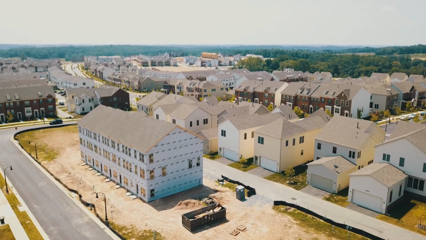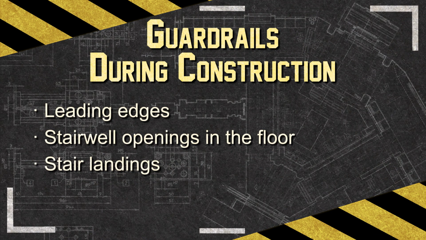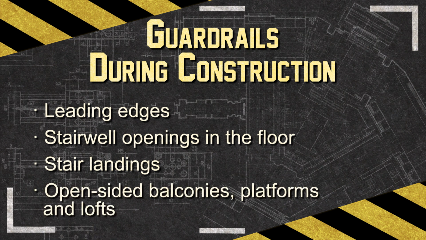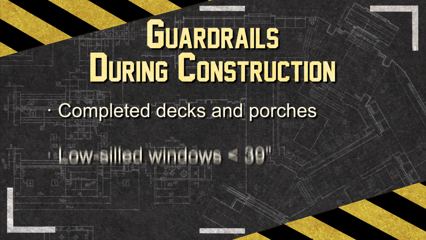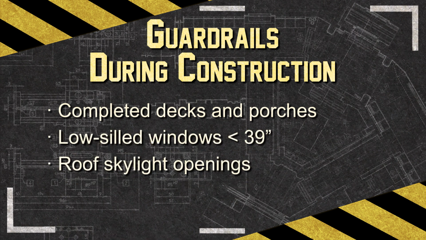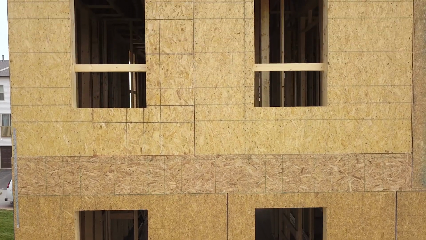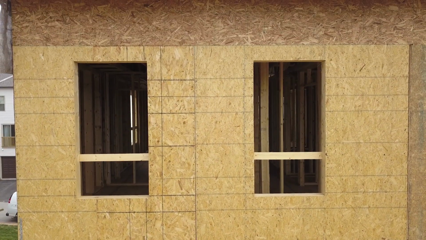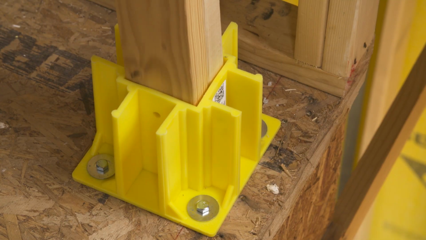Here are some examples of where guardrails are needed during construction. Leading edges, stairwell openings in the floor and stair landings, open-sided balconies, platforms, and lofts, completed decks and porches, low-silled windows less than 39 inches, roof skylight openings, and ramps or runways. Guardrails must always be installed around openings in floors and across openings of walls and windows greater than 18 inches, when the work area is 6 feet or more above a lower level.